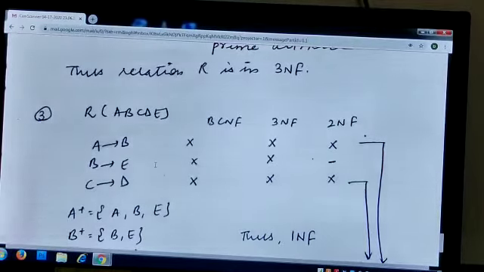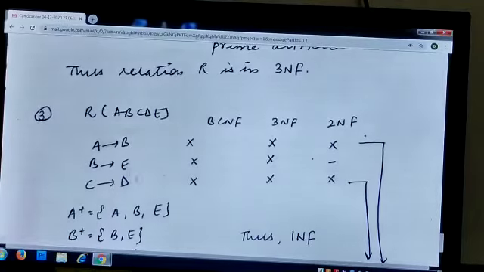Now next, check for 2NF. According to 2NF, no non-prime attribute should be dependent on any subset of a candidate key. But you can see B is a non-prime attribute that is dependent on A, which is a subset of the candidate key. AC is my candidate key, A is a subset of AC, and B, a non-prime attribute, is dependent on A. It means this is a partial dependency, A to B.